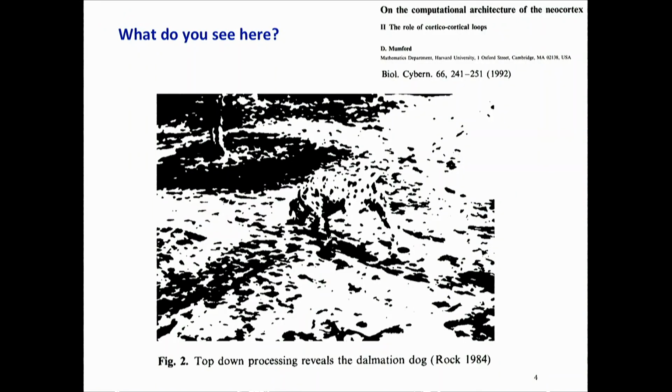Okay, top-down processing reveals the Dalmatian dog because you have an idea. Your brain knows what a dog is. It has a concept of a dog. And it can very flexibly rotate that dog and recognize it as a dog from any kind of angle or size that you look at it. It's one of the amazing things about our visual system.